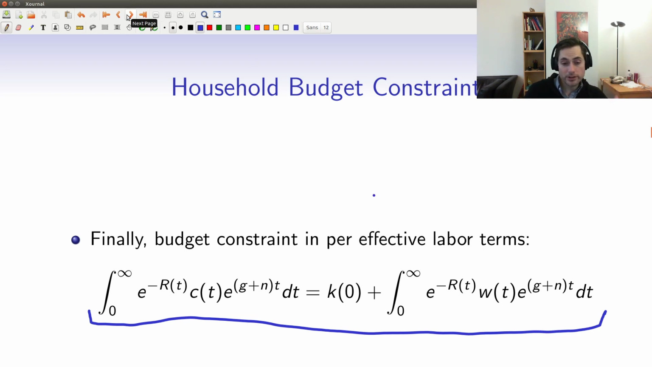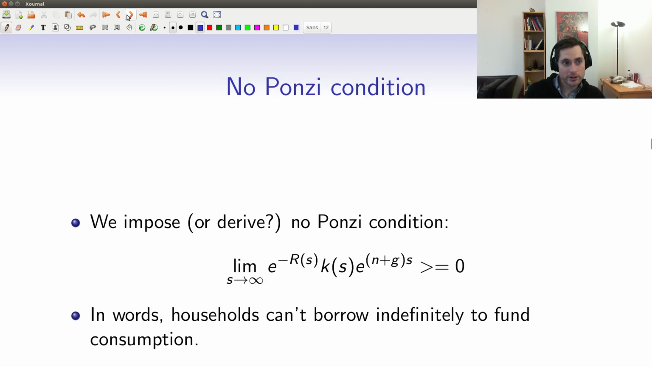So now we've got the utility function of the household. We've got the budget constraint of the household. We're also going to have one more condition here, what's called the no-Ponzi condition. And I want to talk about this, but I'm just going to take a quick break.